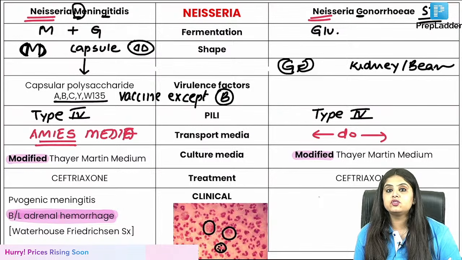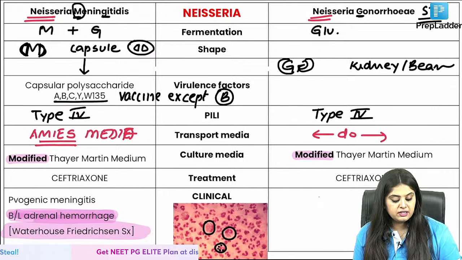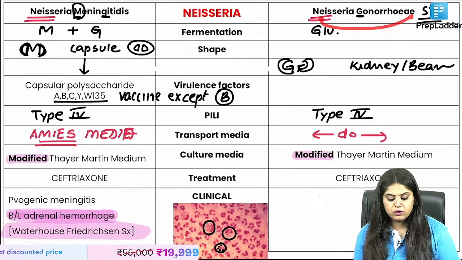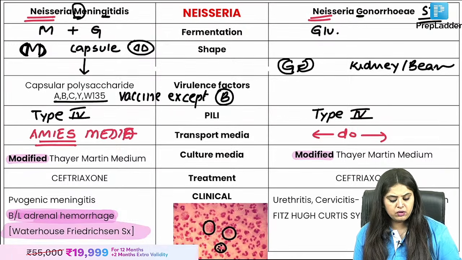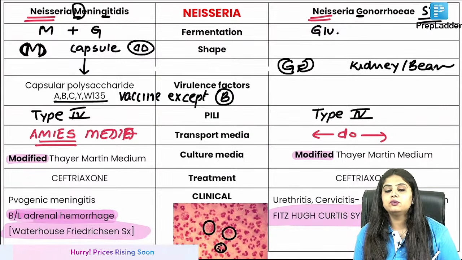Bilateral adrenal hemorrhage. What is bilateral adrenal hemorrhage? Known as Waterhouse-Friderichsen syndrome. They will give you a case of bilateral adrenal hemorrhage and ask you which organism causes it. Meningitis. Okay, for gonorrhea, STD, so they will give me gonorrhea only, but apart from that, they will also give you something known as Fitzhugh-Curtis syndrome.